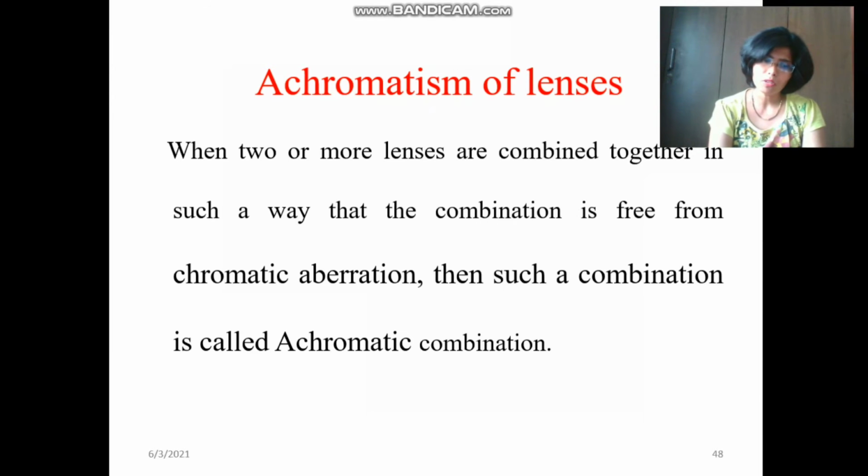Now, when two or more lenses are combined together in such a way that the combination is free from chromatic aberration, then such a combination is called an achromatic combination. Practically, it is not possible to achieve ideal achromatism, but partial achromatism can be achieved by eliminating either the longitudinal or lateral chromatic aberration for one distance of any object only.